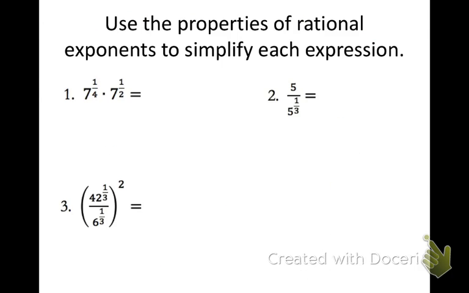Our first set of problems says use the properties of rational exponents to simplify each expression. First of all, with number 1, we're going to use our product property. We have the same base, they're both 7s, so we're just going to add the exponents. 1/4 plus 1/2 is 3/4, so we get 7 to the 3 over 4.